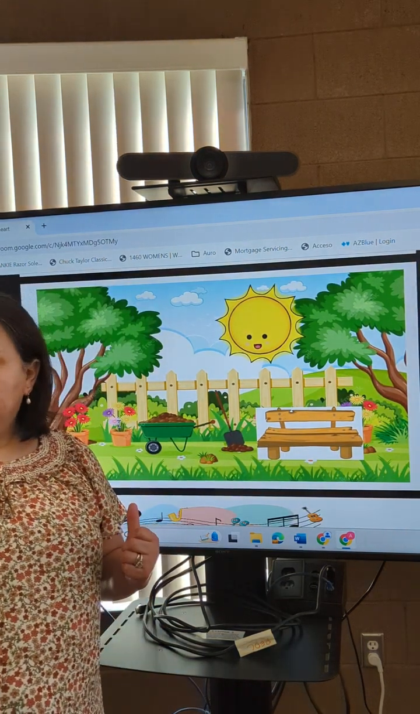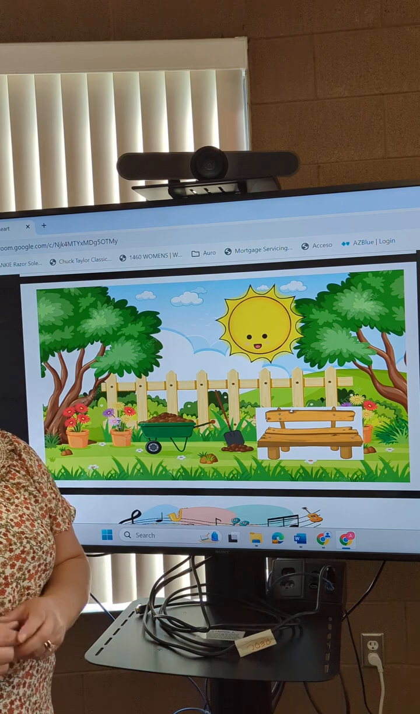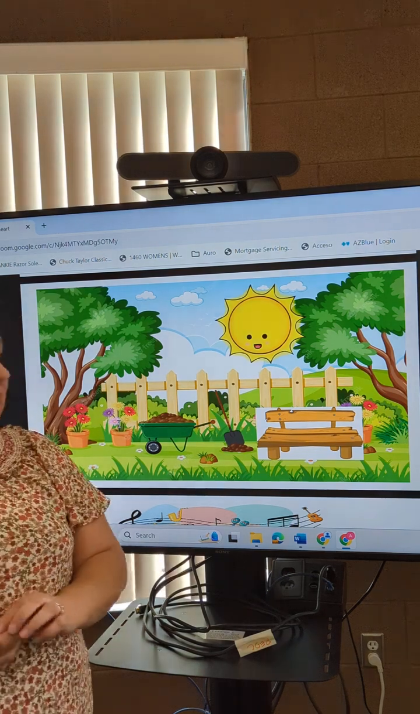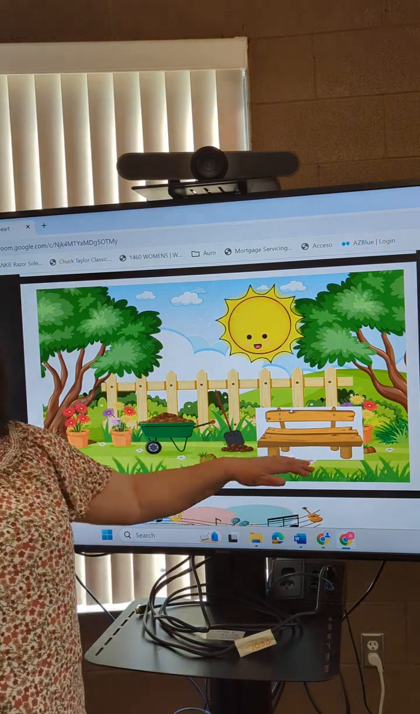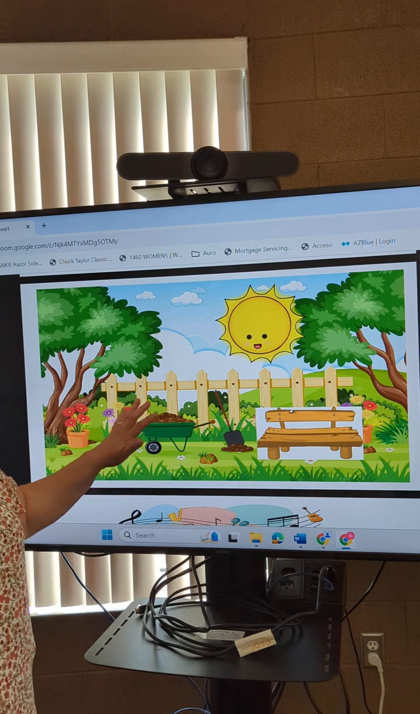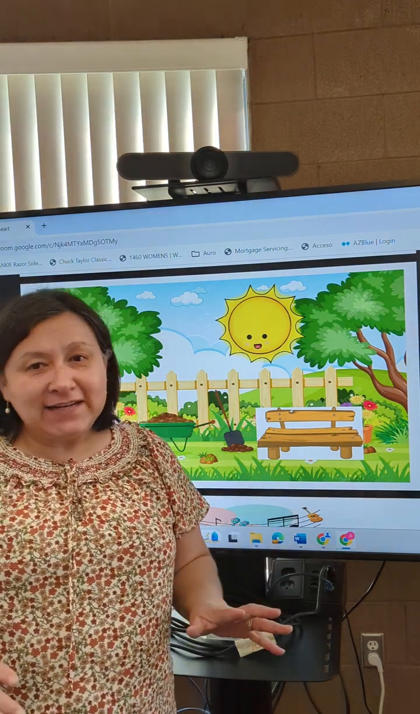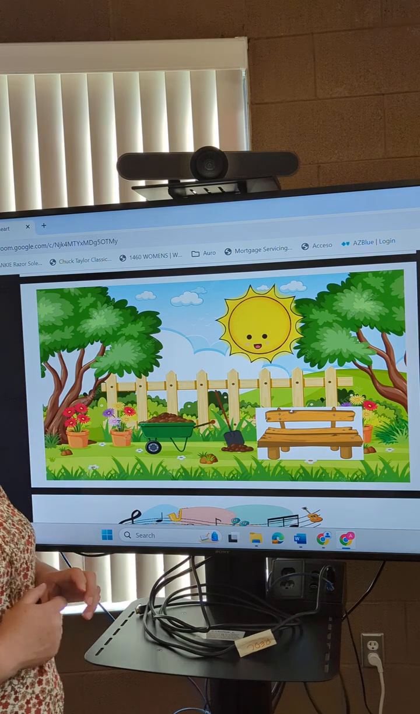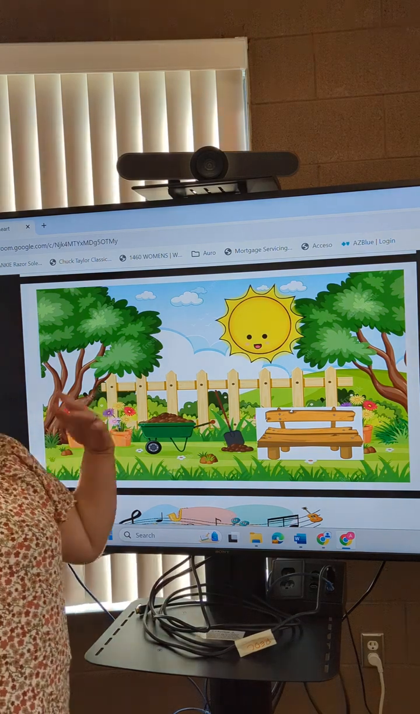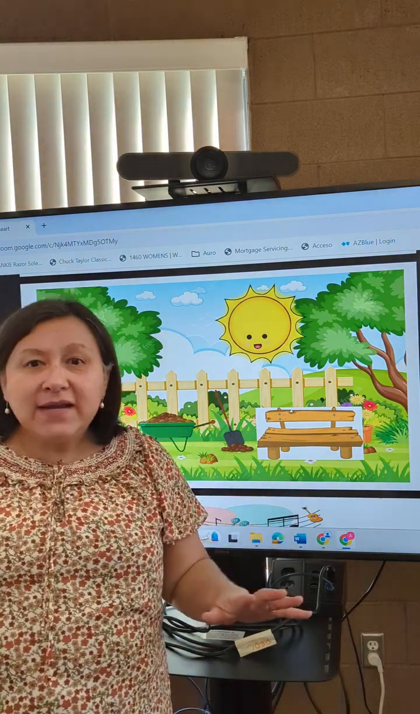What is that? Yes, it looks like a garden, right? It's a garden, and we have a bench. What else? Yes, Maria is saying it is a sunny day, right? Okay. So, what do you think the story is about?